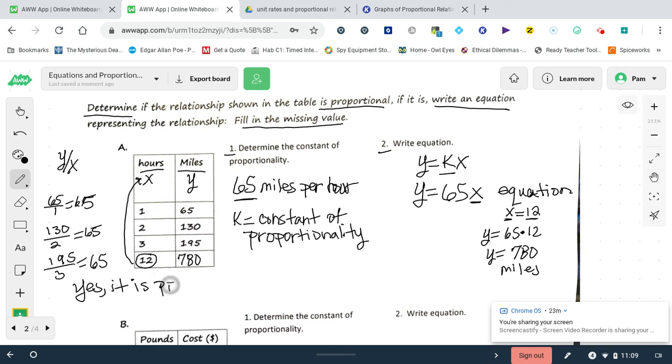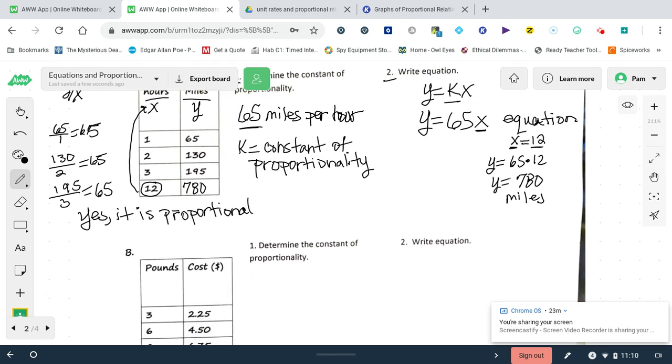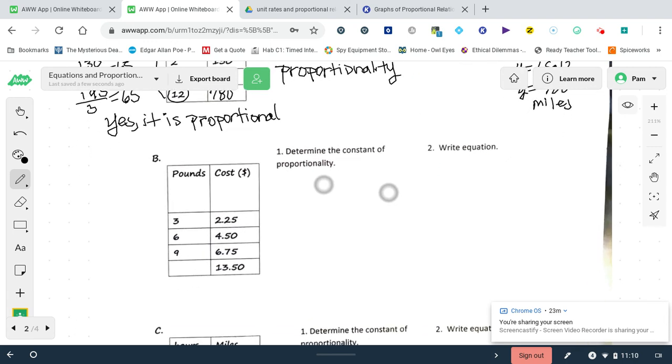Okay, so I've determined if it's proportional. And then it says write an equation. Well, to write an equation, you need to find the constant of proportionality. So we found the constant of proportionality. Then we wrote the equation. And then we found the missing value. All we do to find the missing value is plug in what you have. If you have an x and are missing a y, plug in x to find the y. If you have a y but are missing an x, plug in y and find the x. All right, so you just plug it in and then solve to find the missing value.